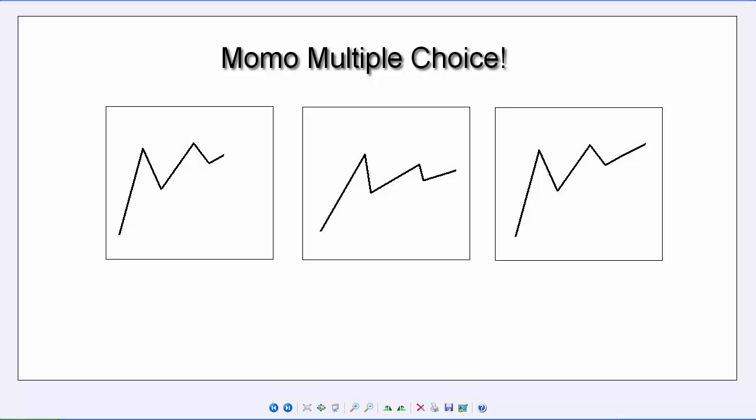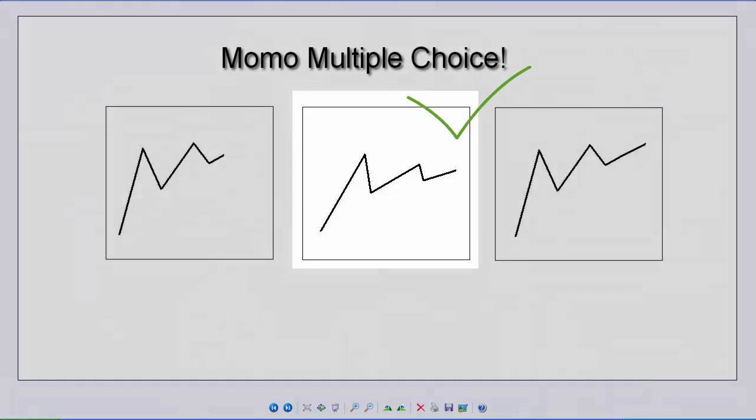Here are some examples. We have 3 examples here. 2 are incorrect, and only 1 of the 3 examples you see in front of you is correct. Which one is correct? It is example number 2.